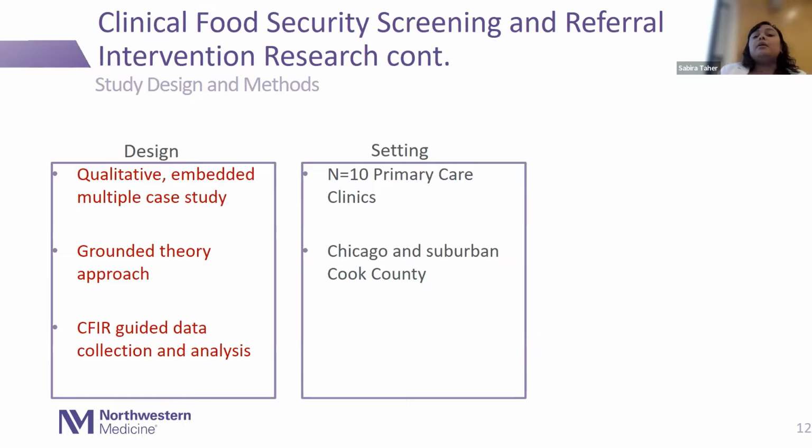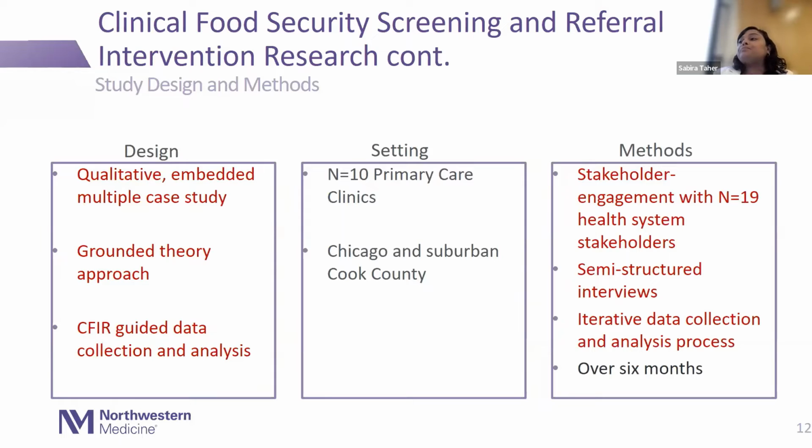This took place in 10 diverse primary care clinics in Chicago and suburban Cook County. And I conducted stakeholder engagement with 19 health system stakeholders, utilizing semi-structured interviews and an iterative data collection and analysis process until data saturation was achieved. And this process occurred over 6 months.